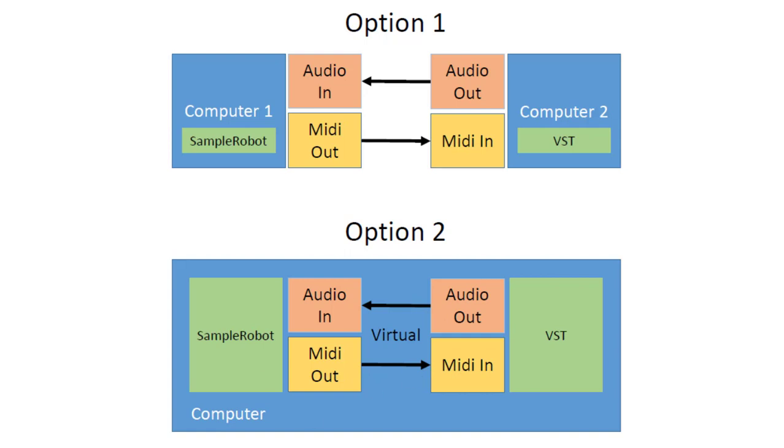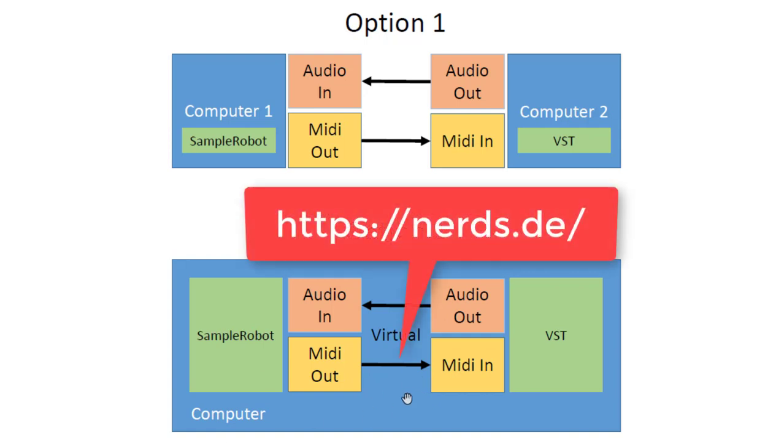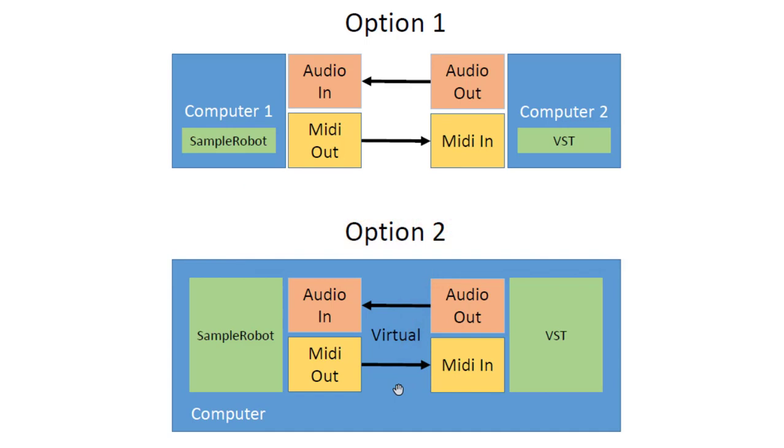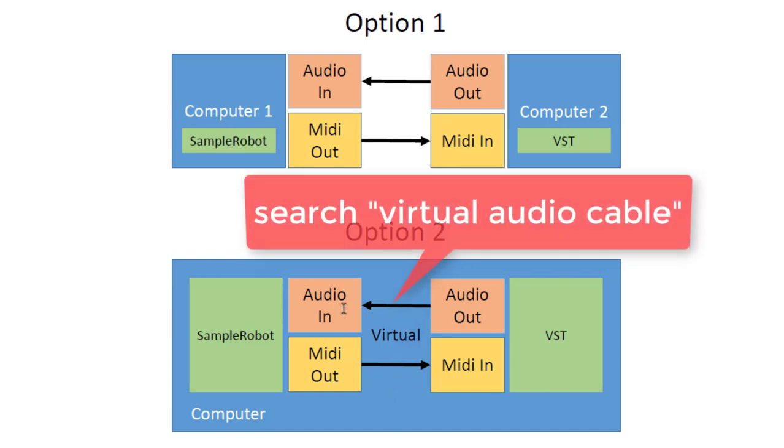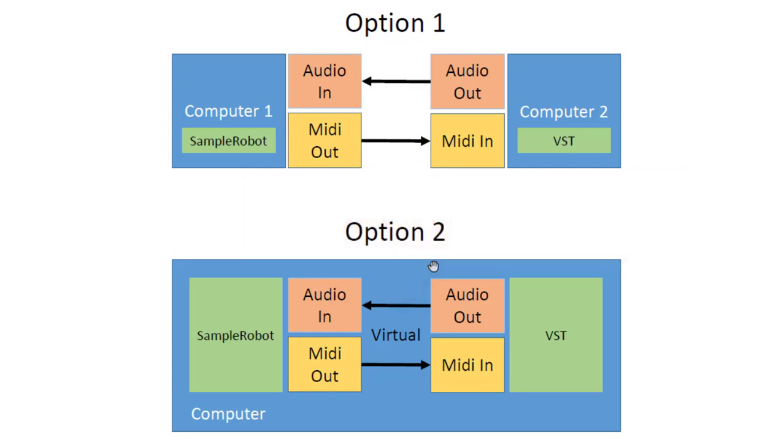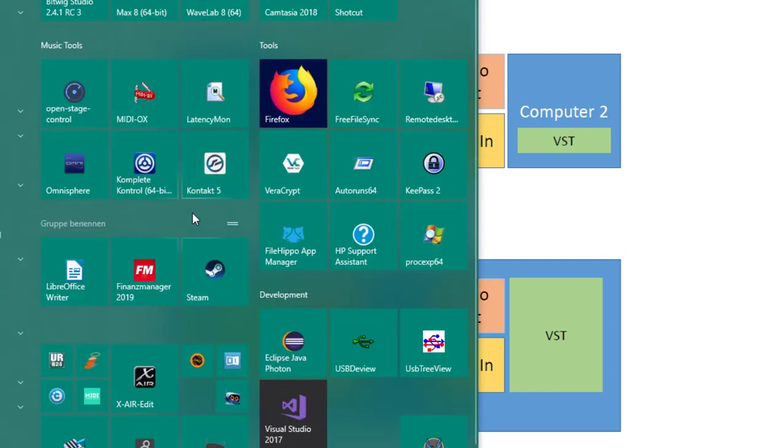For example, for MIDI, I use LoopBe, which is free, I think, with one channel, and if you want more, you have to pay a small amount. That's software everybody should have, I think. And there are also solutions for audio. If you search for virtual audio cable or inter audio or something like that, you will also find solutions. And if you have done so, you can start your host.